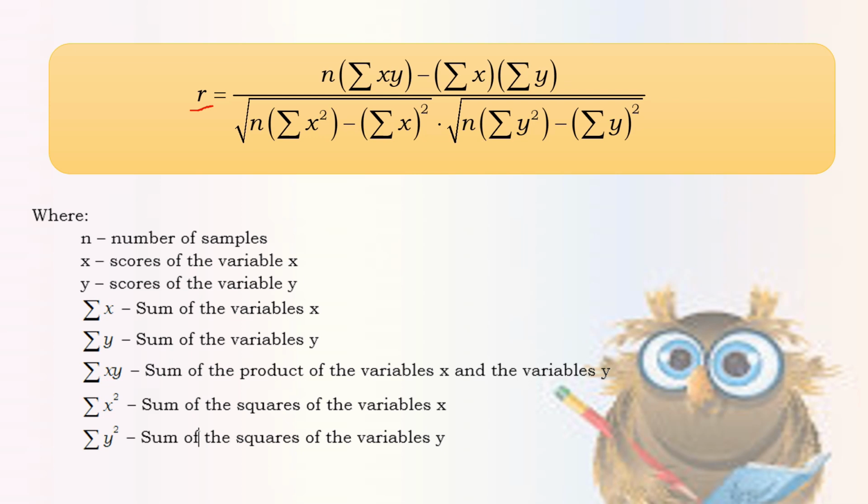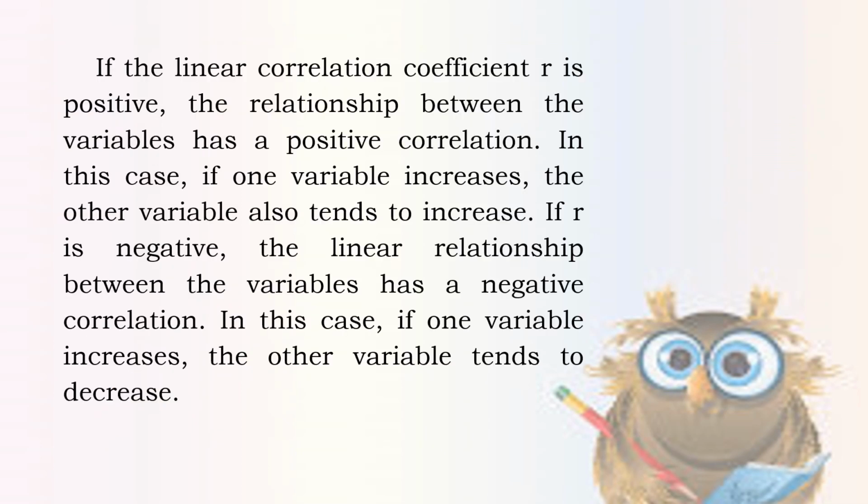Okay, so we just need three variables, and most of the symbols here are just the summation, or sum, of those variables. If the linear correlation coefficient r is positive, as I've said, it's a positive correlation. In this case, if one variable increases, the other variable also tends to increase. If r is negative, the linear relationship between the variables has a negative correlation. If one variable increases, the other decreases.